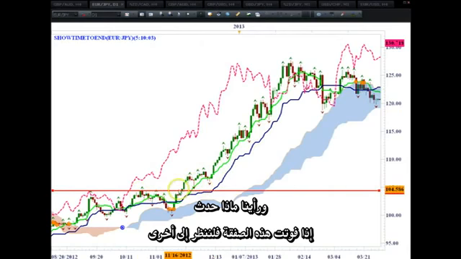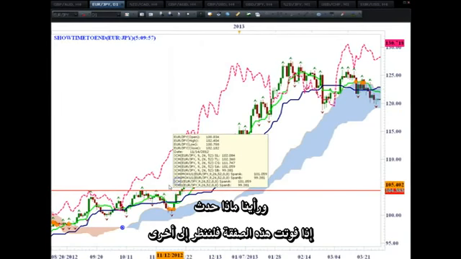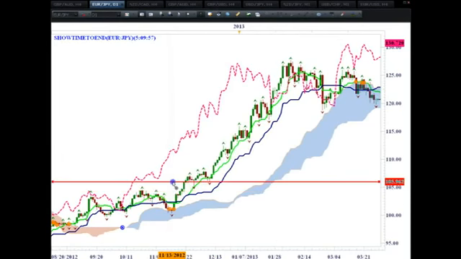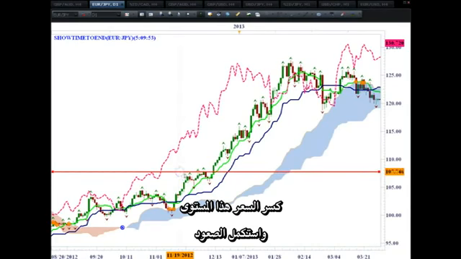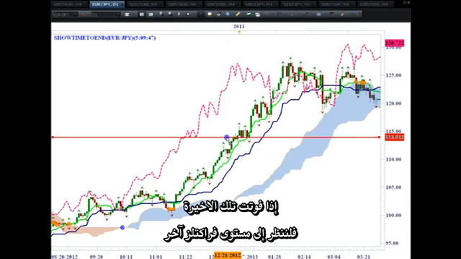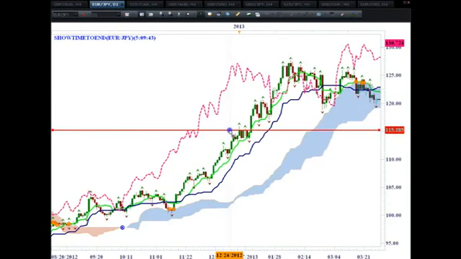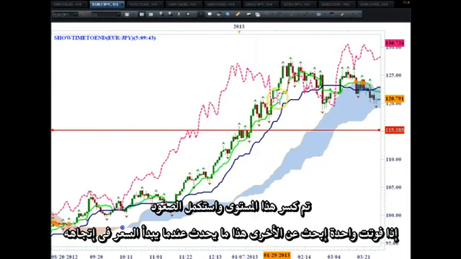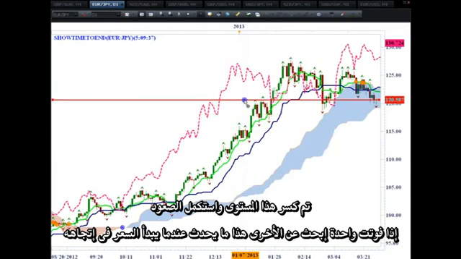So you miss this one, then we look for another fractal level. There it is. Price breaks that level. There you go. You miss that one, you look for another fractal level. Breaks that level, and there it goes. You miss that one, you look for another one. This is what it does while the market's trending.